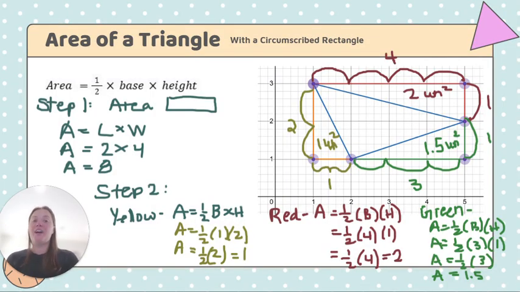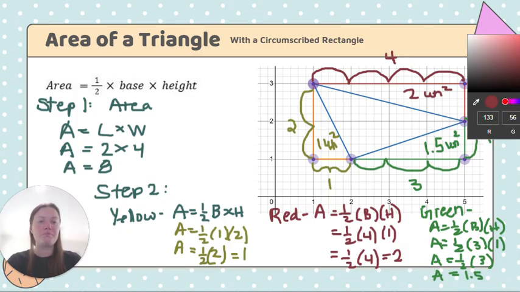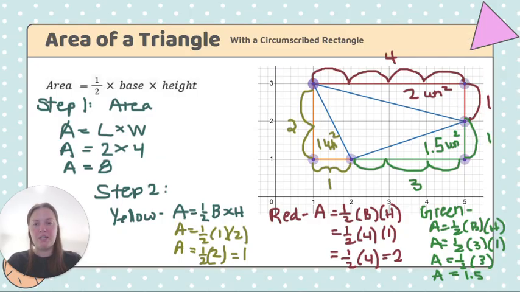Step 1, find the area of our rectangle. Step 2, find the area of our 3 right triangles. Now what are we going to do? Our last step that we're going to do here is we are going to subtract. Okay, this is where we are going to do our final answer. Okay, our last step, our step 3.